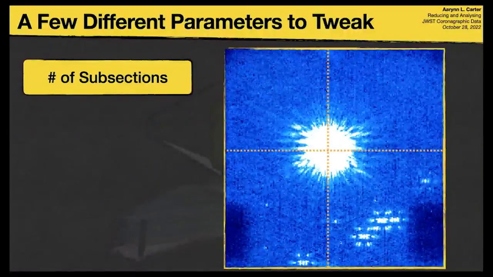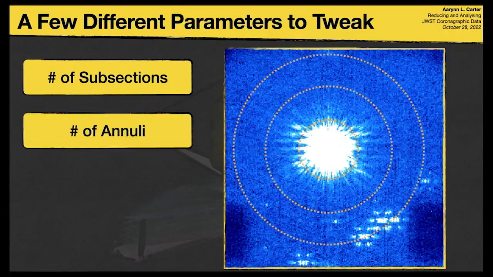Okay. So in this process, you have a few different parameters to tweak in pyKLIP, and these are just options that pyKLIP gives you. You can tweak the number of subsections. So this is splitting your image into different sort of radial chunks. You can split it into different annuli, so you can chunk it up this way as well, as subsections.